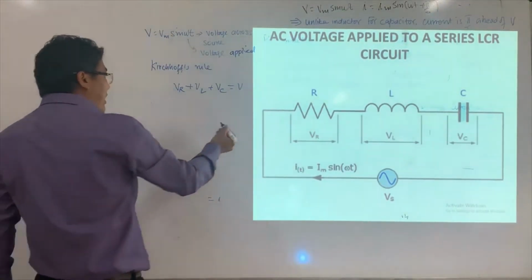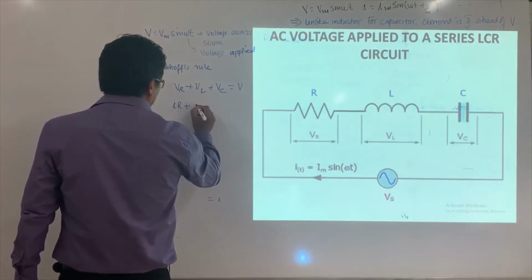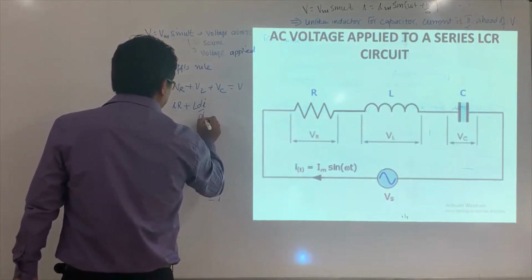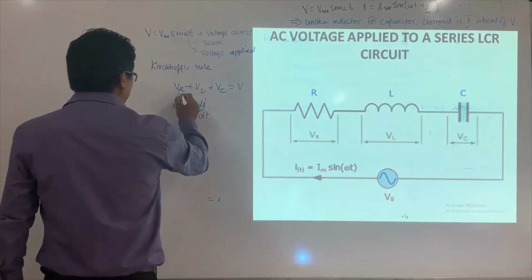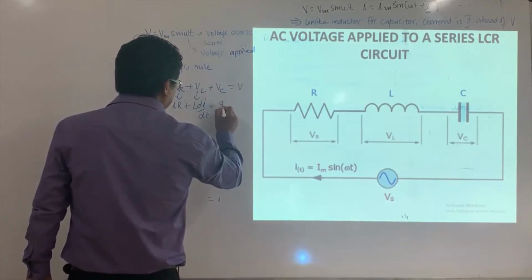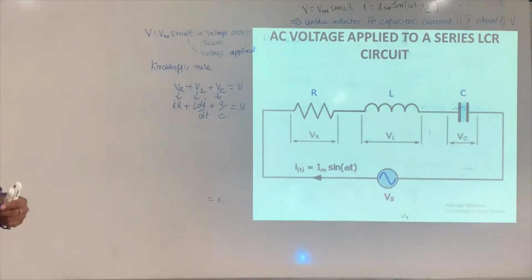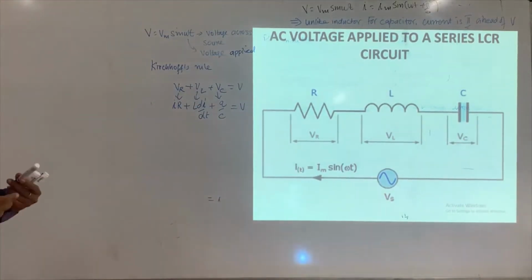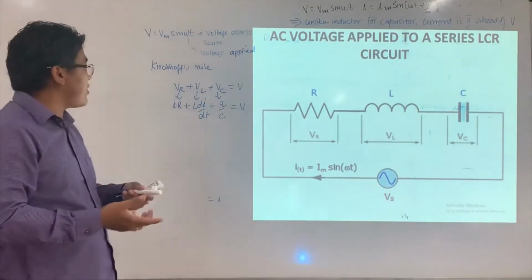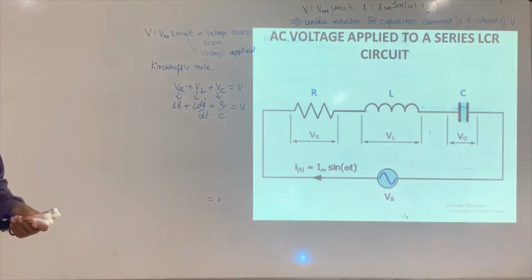Again, what I can write is I R, this is the instantaneous current, plus L di by dt, plus Q by C. These are the voltage across the resistor, the voltage across the inductor, and the voltage across the capacitor. This is equal to V, using Kirchhoff's rule. Q is the instantaneous charge, I is the instantaneous current, and V is the instantaneous voltage.